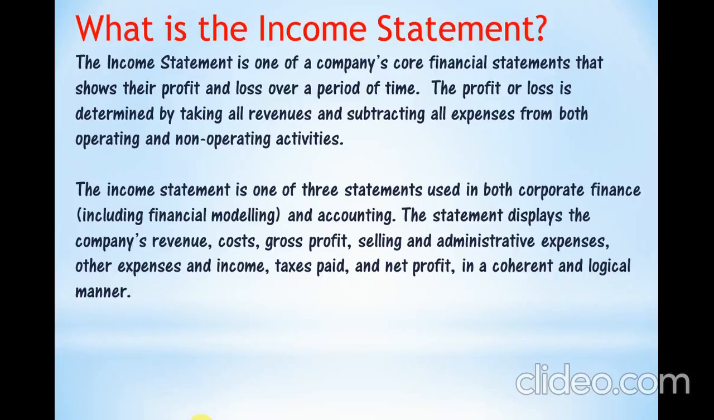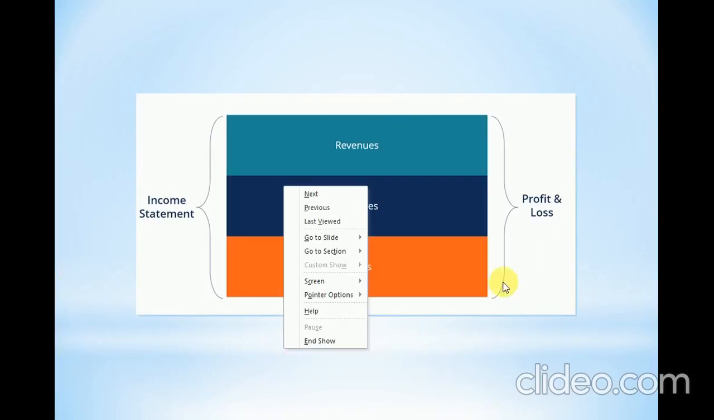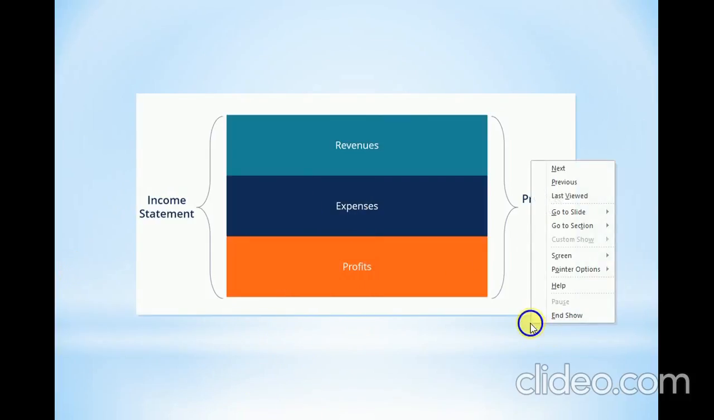The income statement is one of the three statements used in corporate finance, including financial modeling and accounting. The statement displays the company's revenue, cost, gross profit, selling and distribution expenses, other expenses, and the income tax paid or the net profit. These are prepared in chronological order. When we prepare the income statement, we focus on those items. The income statement consists of revenue, expenses, and profit. Okay.